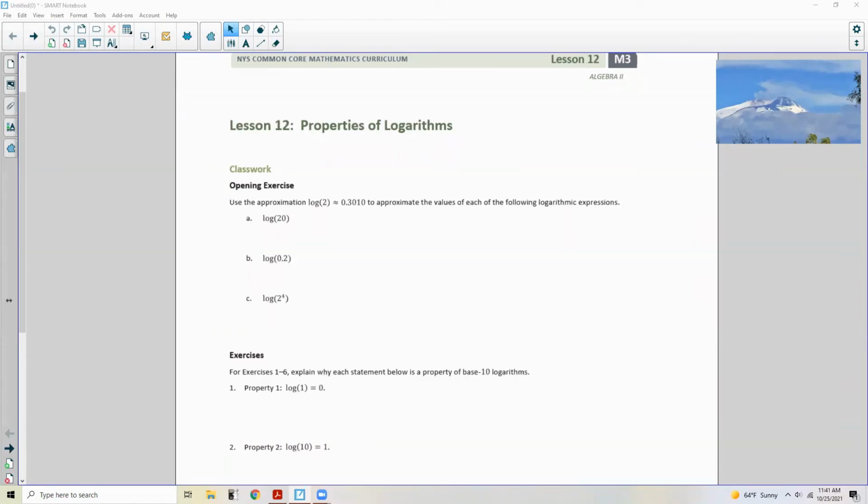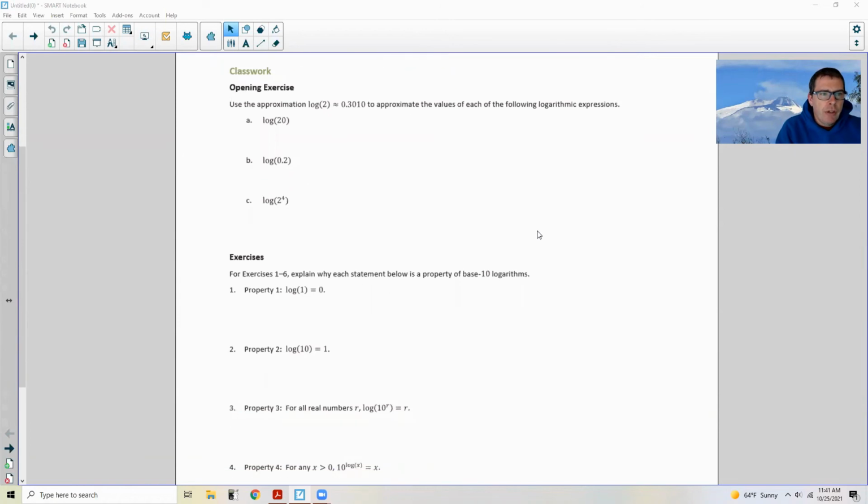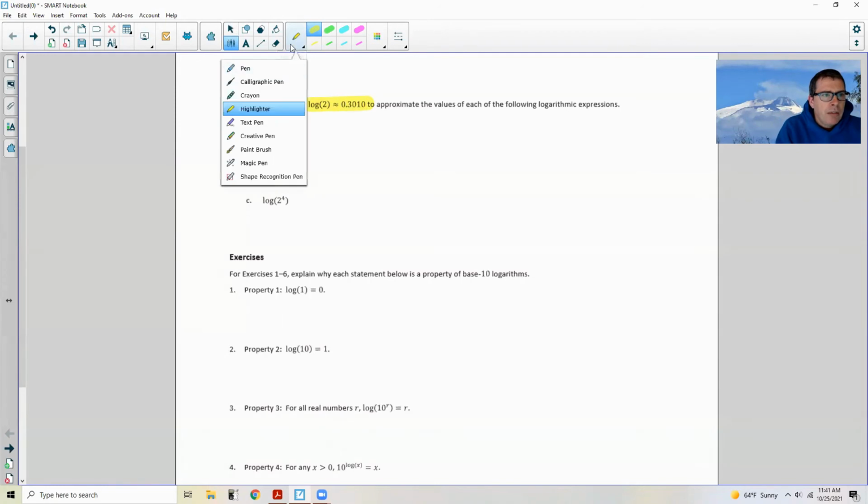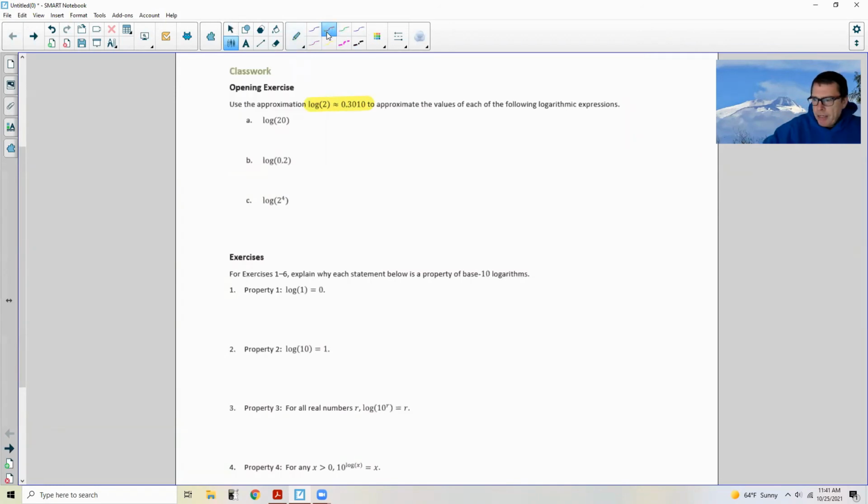All right, lesson 12, properties of logarithms. Classwork opening exercise says use the approximation of log 2 to be approximately 0.3010. So let me highlight that, the log of 2. We're going to use the approximation of log 2 to approximate the value of these. Let me switch back to my pen. Let's start with red. What we're going to do is rewrite these as logs that have 2 in them.